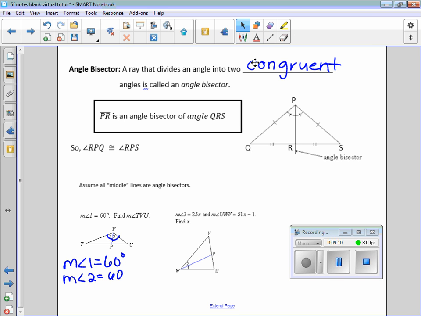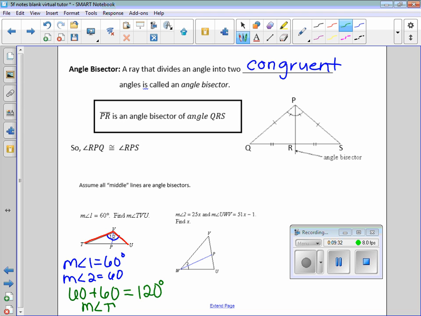So if I go to my figure and I trace that angle, TVU, that's a combination of angles 1 and 2. So now all I have to do is add my two angles together, 60 plus 60, and that gives me the angle TVU, which is 120 degrees. So now I can write my answer. The measure of angle TVU is 120 degrees.